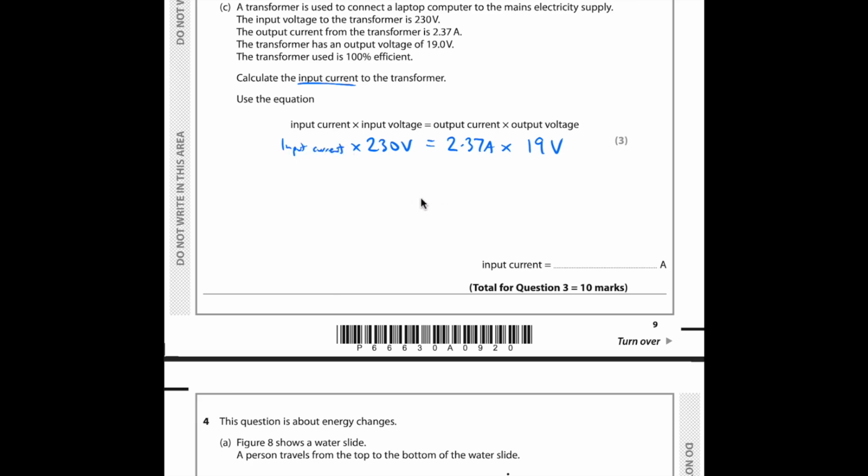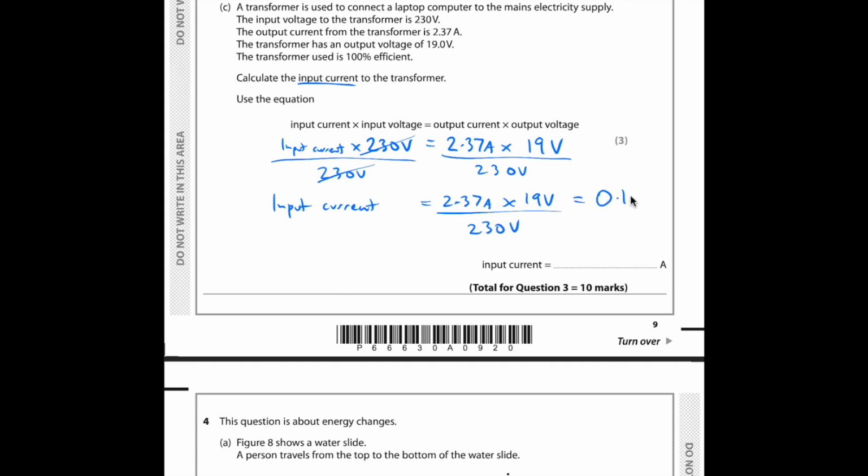So I need to rearrange that. So if we divide both sides by 230, that'll cancel that out and it'll just leave the input current. And that equals 0.1957. Now the most they've done it to is 2 decimal places. So we'll round ours off to 2 decimal places. So that's 0.20.